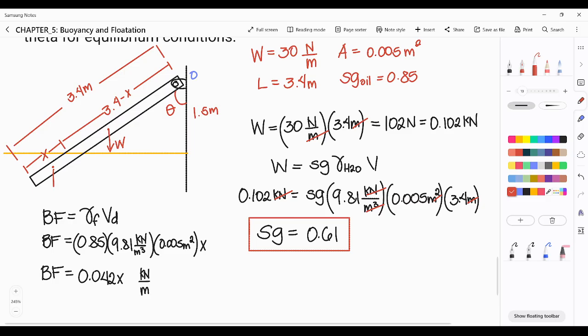It acts there, sa gitna din ng x. So, dyan nag-act yung buoyant force natin. Now that we know that, we could take the moment. Pero para mas madali tayo mag-moment mamaya, pakita ko na to sa inyo.